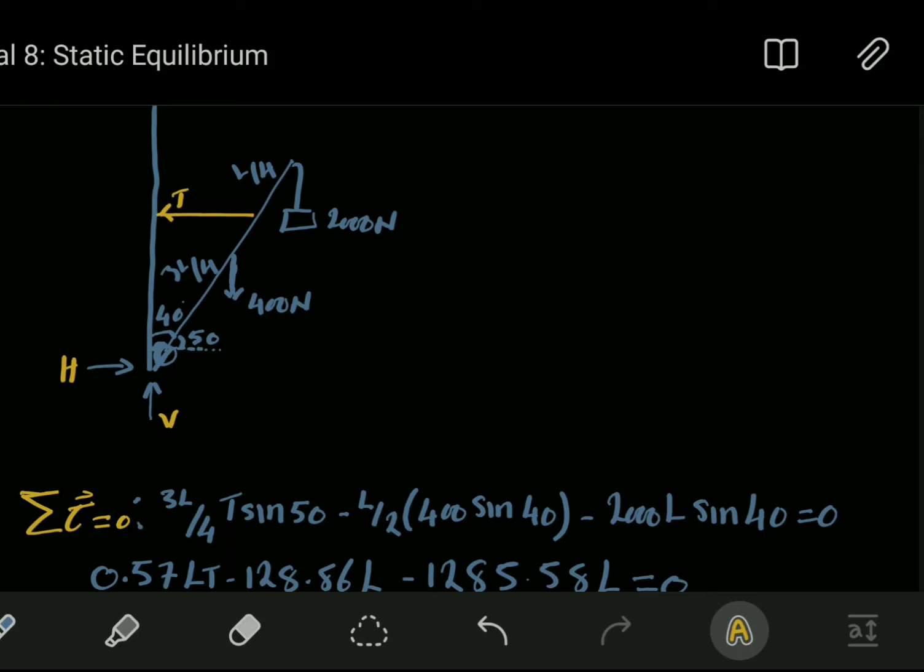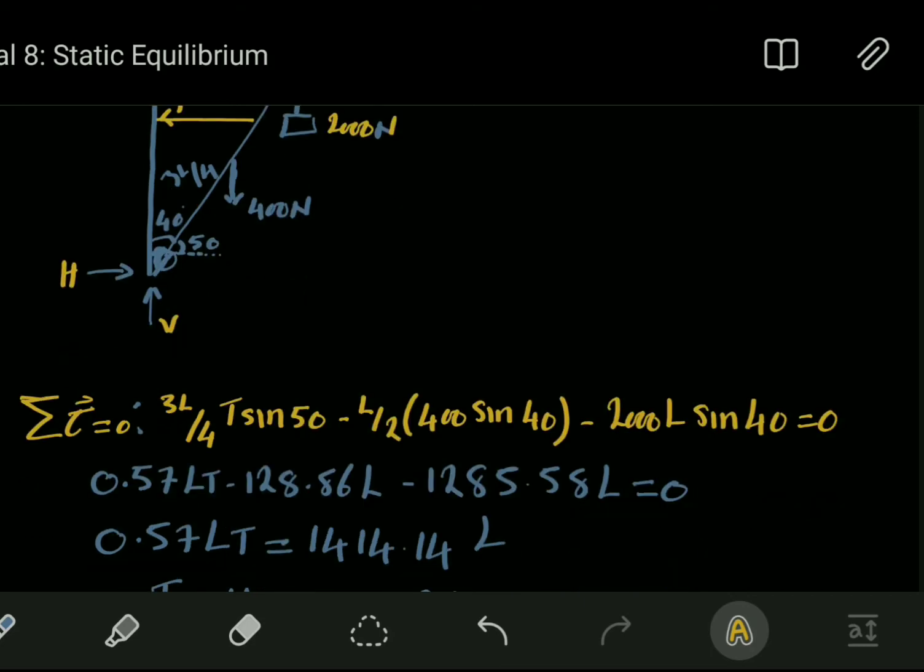So we are going to have 3L over 4 multiplied by T sin θ, minus L over 2 multiplied by 400 sin θ, minus the weight at the top there, which is 200, and it's situated at the far end of the boom, which is the distance L. So it will be 200 L sin 40 equals 0.